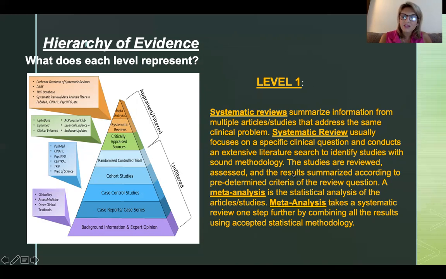So similarly, we used our meta-analysis grid to do systematic reviews on your particular research topic. That's what we're doing. A meta-analysis, which is composed of a systematic review, is the statistical analysis of the articles and studies. A meta-analysis takes a systematic review one step further by combining all the results and using the accepted statistical methodology. So the meta-analysis really takes all the numerical values that these systematic reviews summarize and puts it all together. So the two really work well together, obviously, and produce the highest level of evidence, which is level 1.